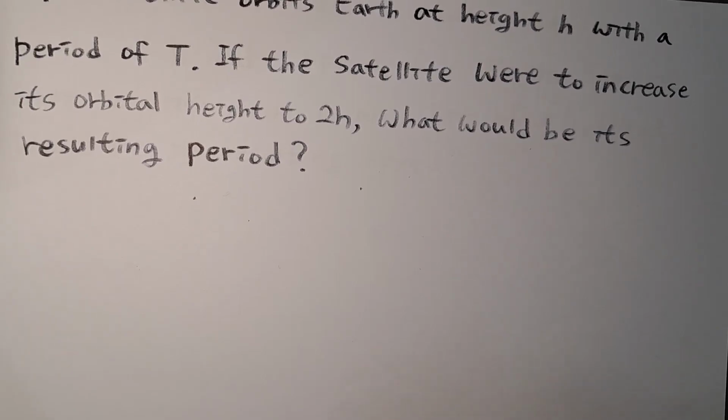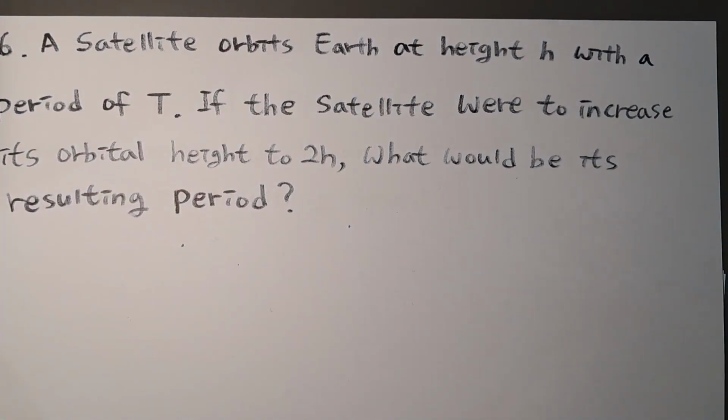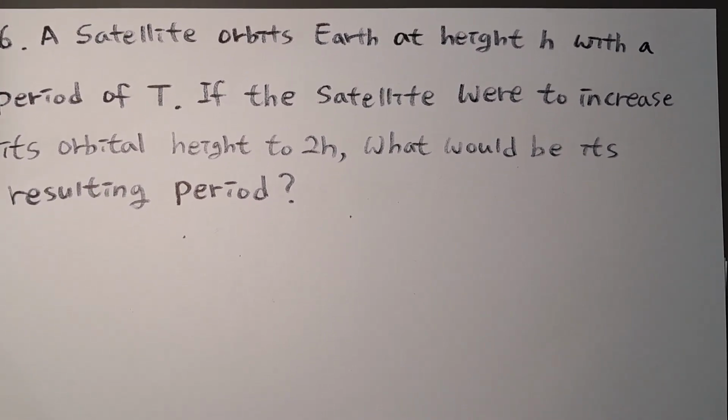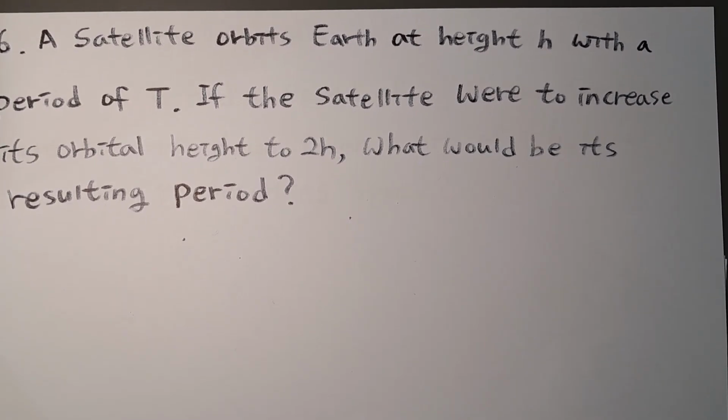A satellite orbits Earth at height h with a period of T. If the satellite were to increase its orbital height to 4h, what would be its resulting period?